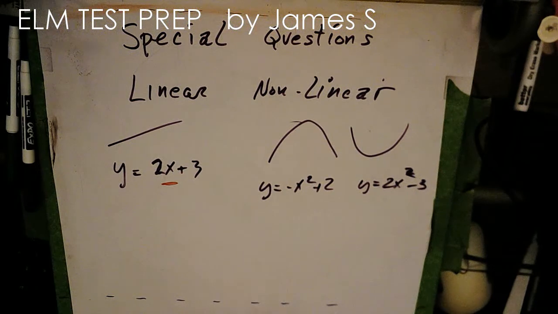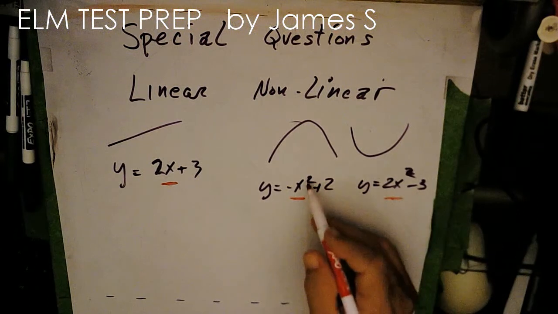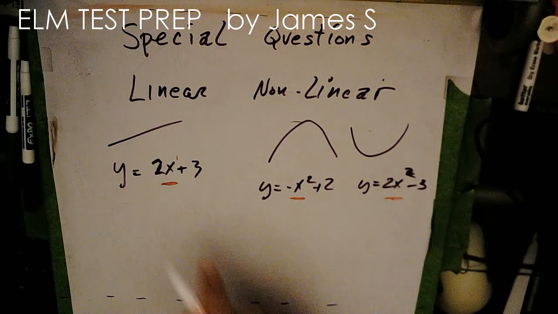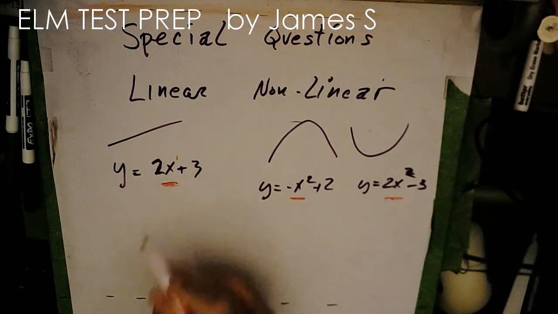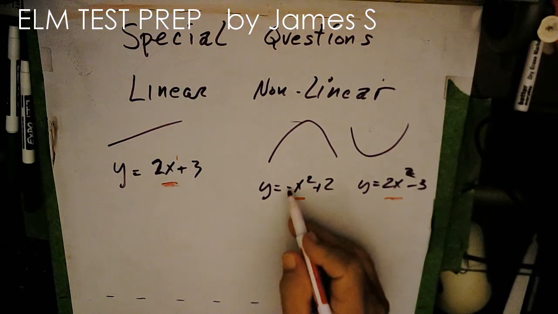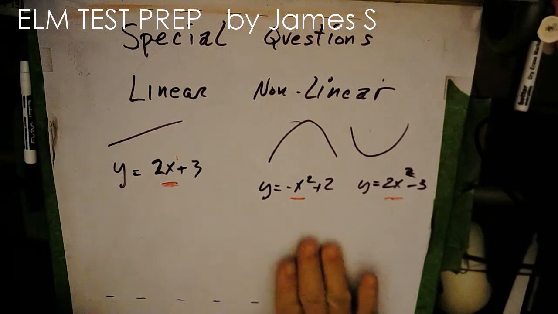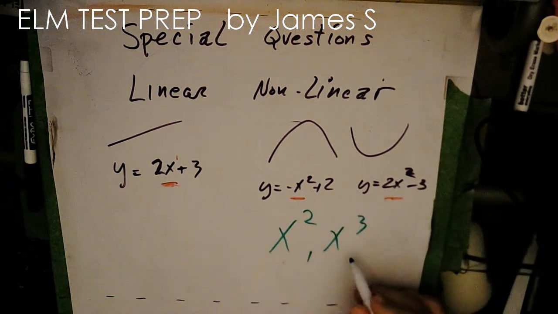But what makes this nonlinear is the fact that this x term has something other than just a 1 for an exponent. It has a 2 or possibly some other value, even a 3. The difference here is linear means it's a straight line and my equation will have just an x. Nonlinear means that I've got an x squared, an x cubed, or x to some exponent, etc.